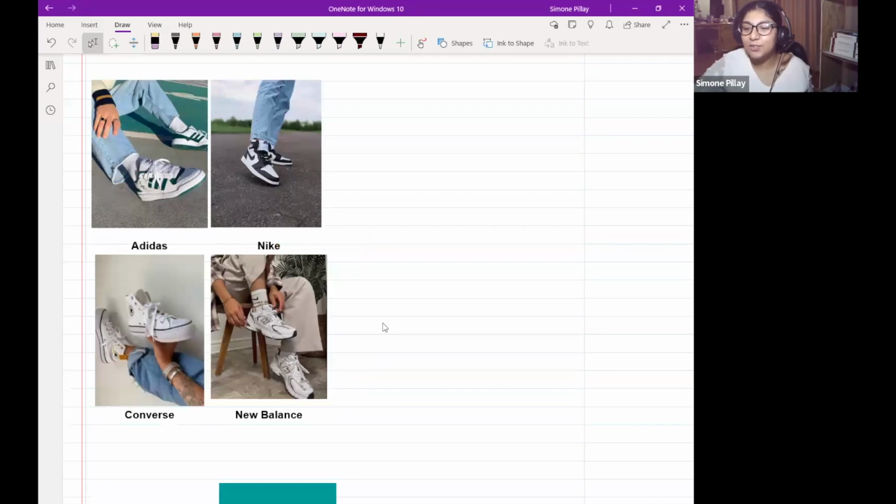It doesn't have to be shoes. Obviously, these brands are just known for shoes, so I put pictures of shoes in. But Adidas, Nike, Converse, and if you don't know what New Balance is, New Balance is these dad shoes that everybody likes nowadays. Yes, ma'am, New Balance has to go, ma'am.